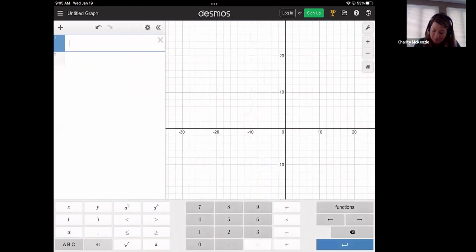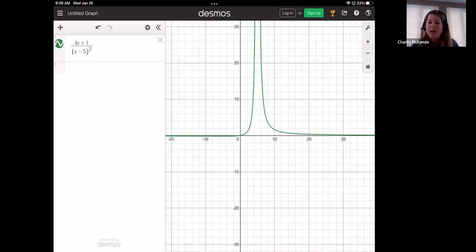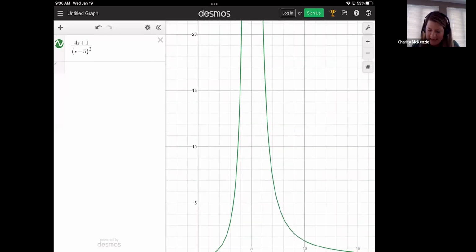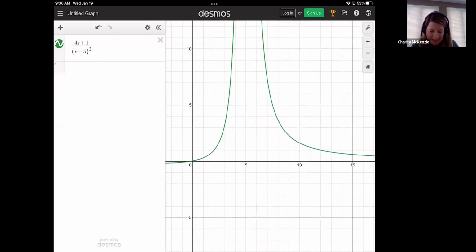Let's look at this. It was 4x plus 1 divided. Oops, I've got to do the dividing at the front. So 4x plus 1 over parenthesis x minus 5 squared. Yep, there we go. At that value, we can see at that 5 that it is getting closer and closer, and they're both going to infinity. All right, there's our graph.